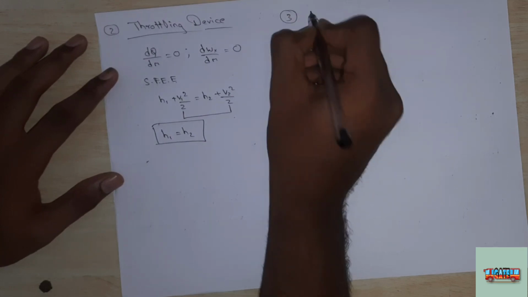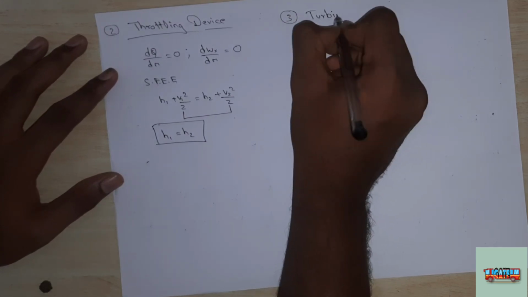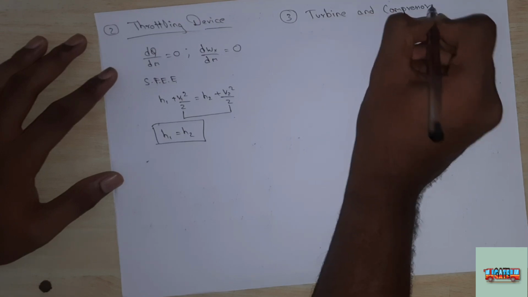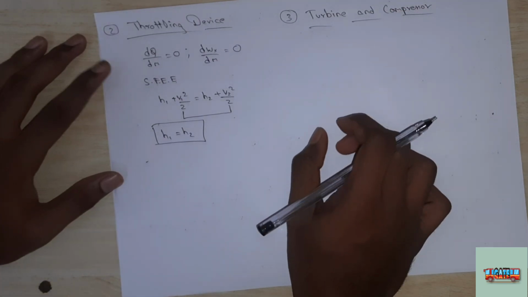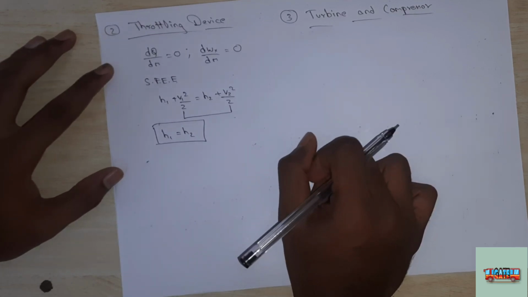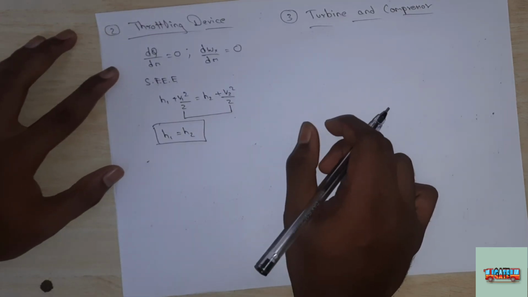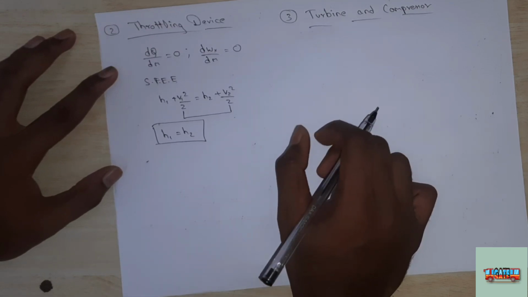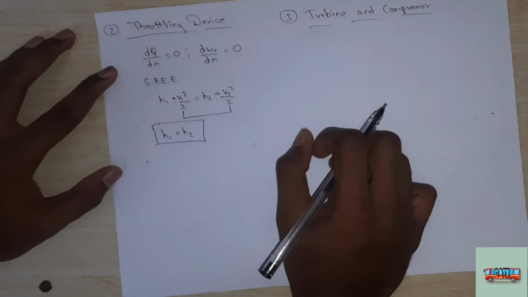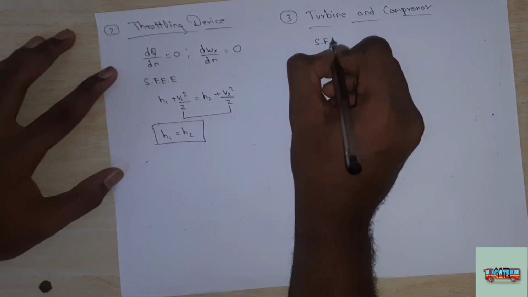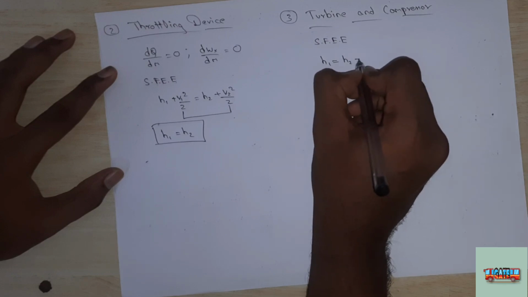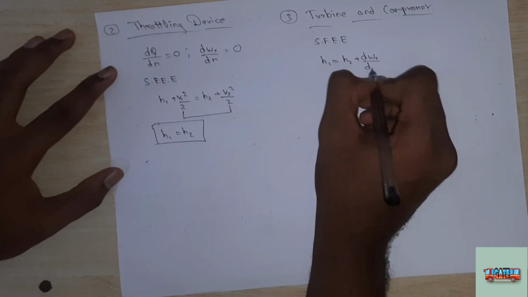So the third application, turbines and compressor. So turbines and engines give positive power output, whereas compressors and pumps require power input. So for a turbine, let us say, which is well insulated, the flow velocities are very often small and the kinetic energy terms can also be neglected. So for turbine, the steady flow energy equation becomes h1 equal to h2 plus dwx by dm.